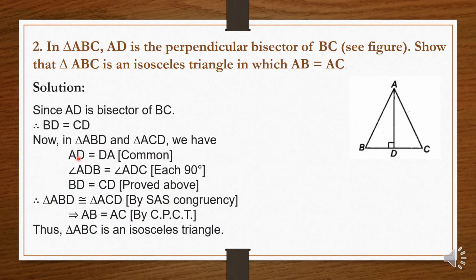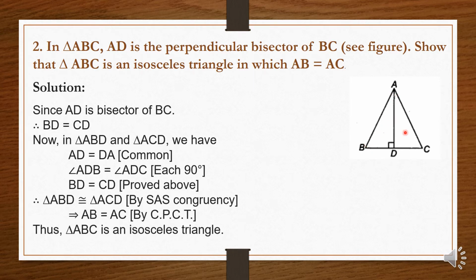Now, in triangles ABD and ACD, we have AD as the common side. Angle ADB is equal to angle ADC, as both of them are 90 degrees, and BD is equal to CD, as we have already proved here. Therefore, we can say by the side-angle-side (SAS) congruence rule, triangle ABD is congruent to triangle ACD.